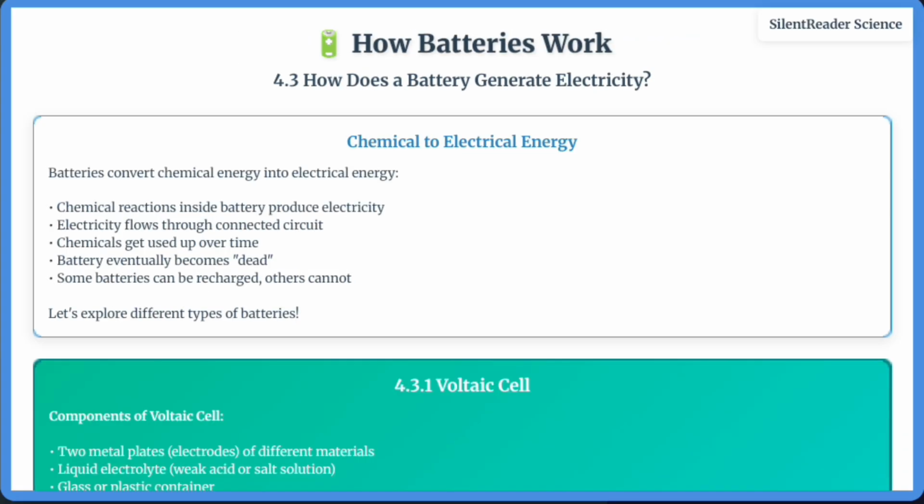Let's explore how batteries generate electricity. Batteries convert chemical energy into electrical energy through chemical reactions. We'll start with voltaic cells, one of the earliest types of electric cells. A voltaic cell has 2 metal plates made of different materials, called electrodes, dipped in a liquid electrolyte. The chemical reaction between the electrodes and electrolyte produces electricity.